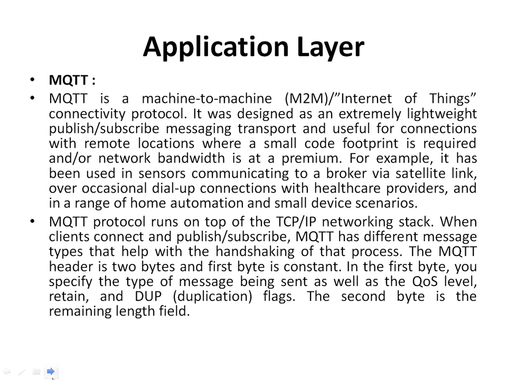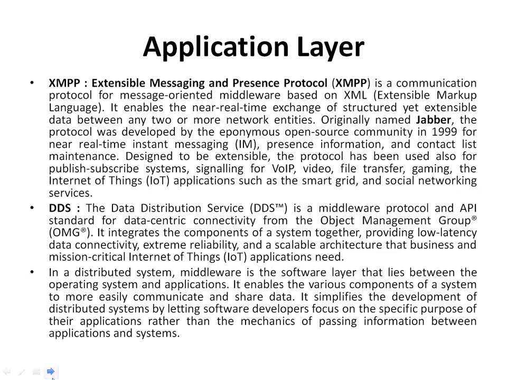MQTT, the Message Queue Telemetry Transport protocol, is a messaging transport for connections with remote locations where a small code footprint is required. It runs on top of the TCP/IP networking stack. In the header we have the QoS quality of service levels and the duplicate flags. The second byte is the remaining length field.